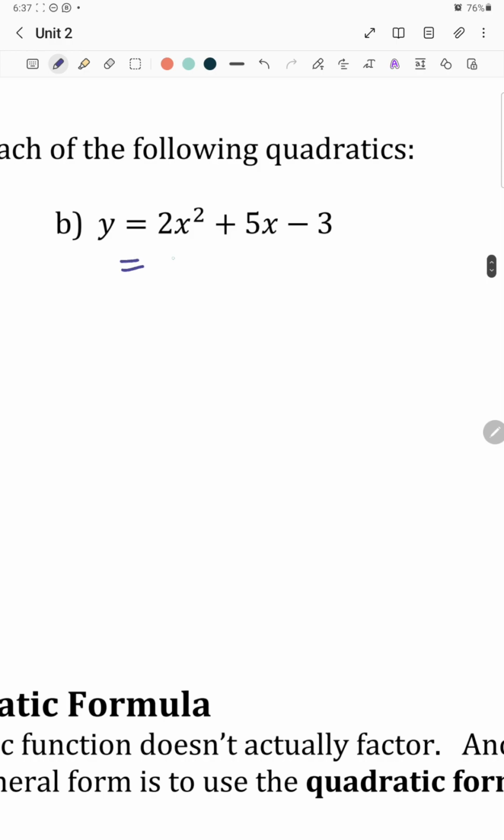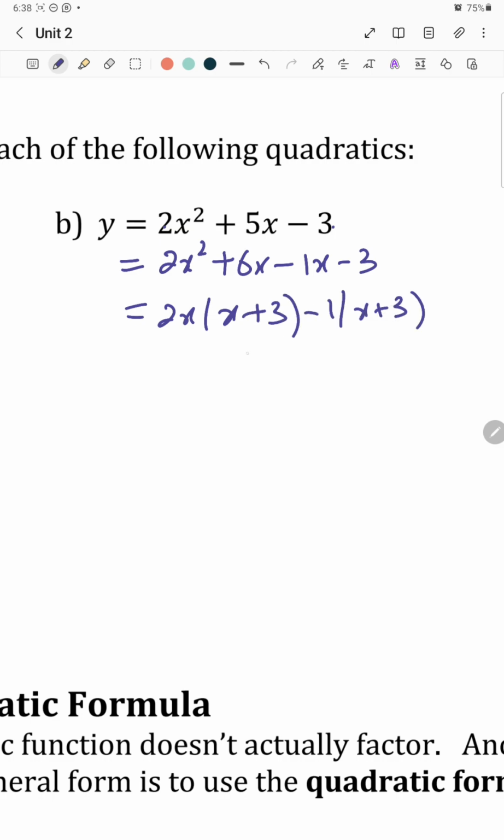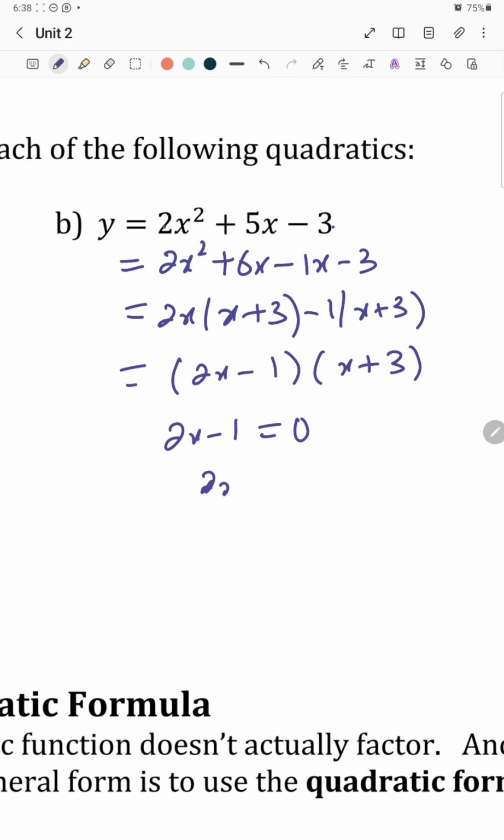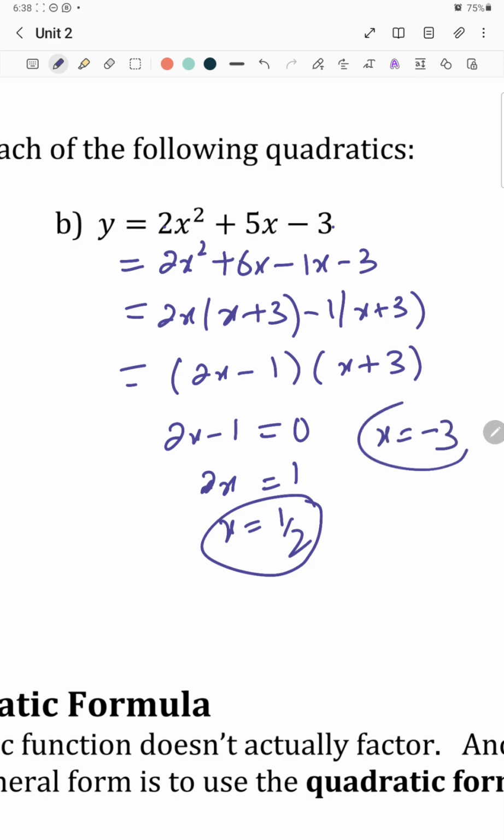So again this would be 2 times 3 is 6. So 6 ones are 6. Minus 1x minus 3. So 2x is common, x plus 3 minus 1 is common, x plus 3. So 2x minus 1, x plus 3, which 2x minus 1 can be equal to 0, 2x is equal to 1 and x is equal to 1 by 2. X is equal to minus 3.